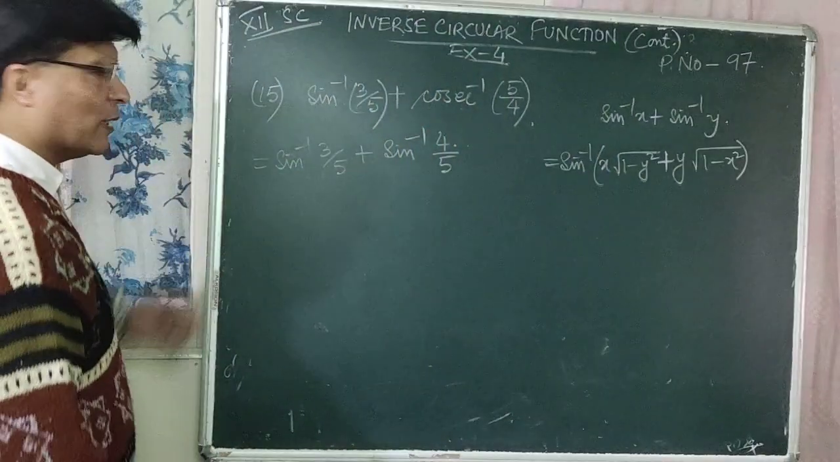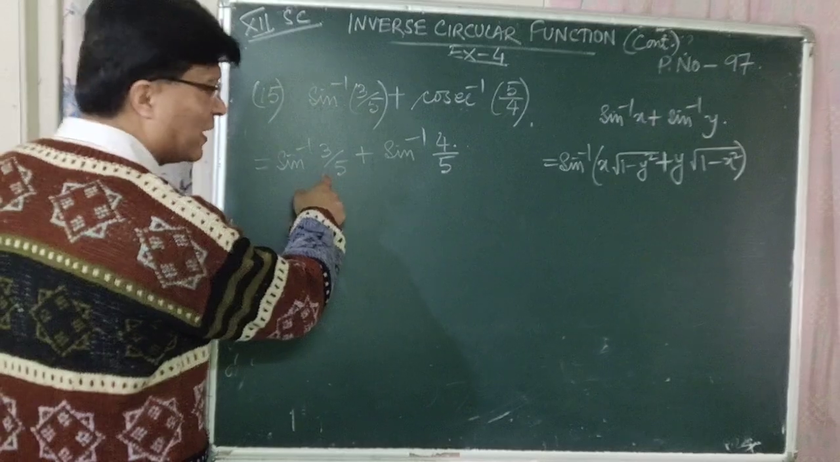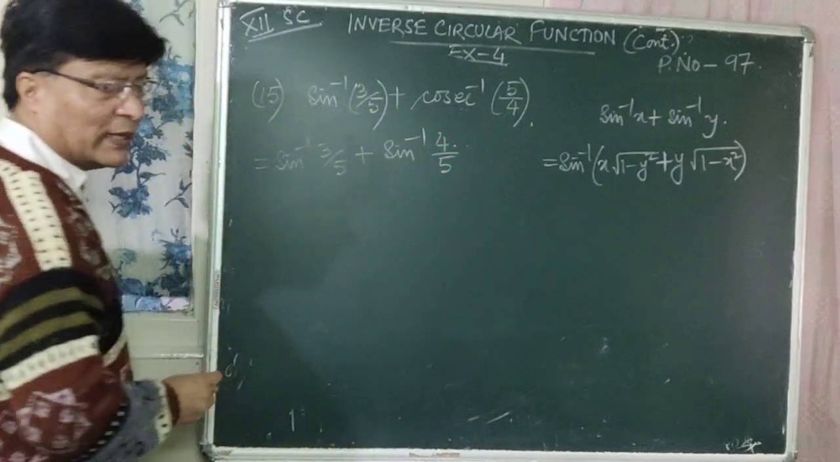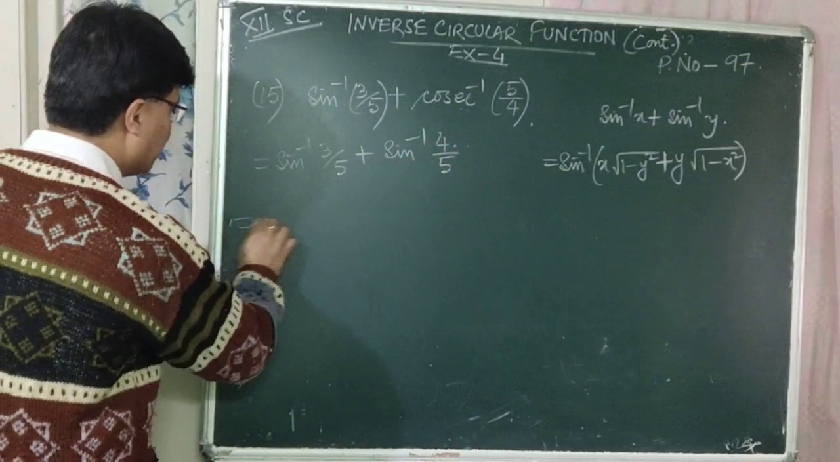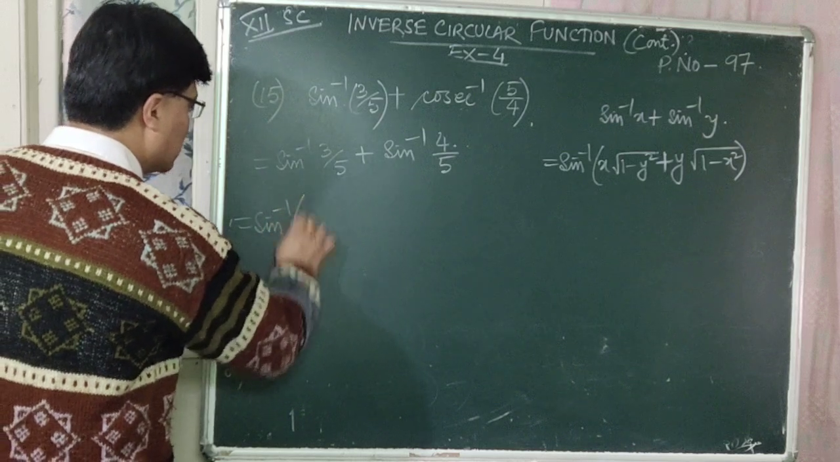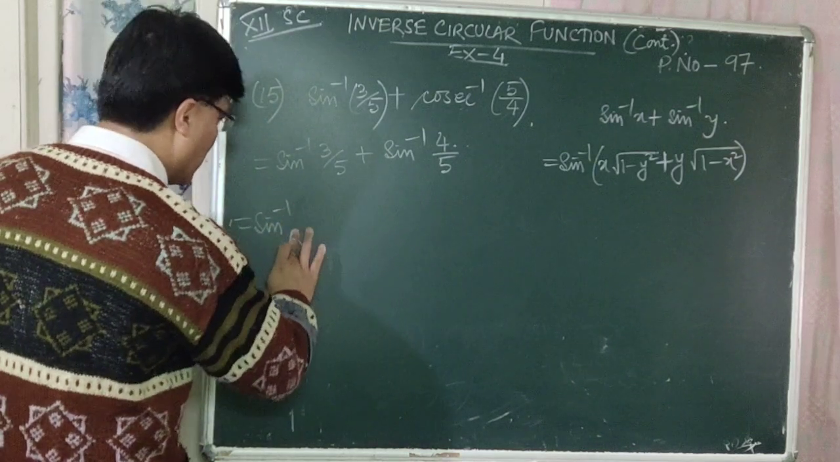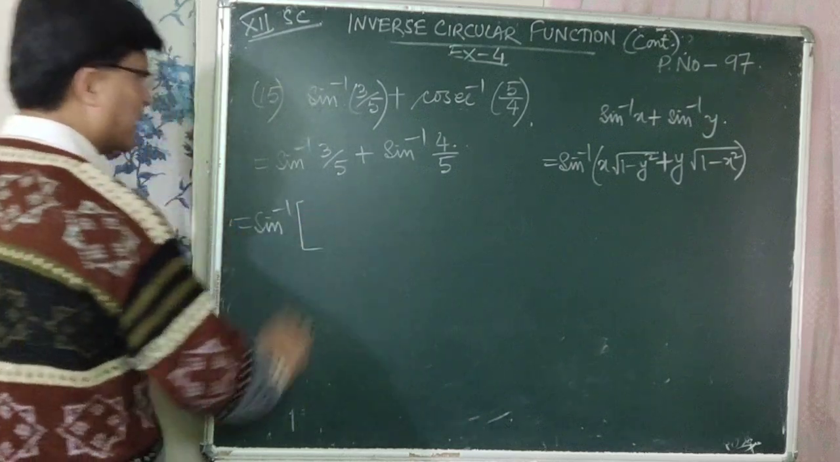So let us use the formula here. Instead of x, what is there? 3 by 5. Instead of y, what is there? 4 by 5. Let us use that formula. So sin inverse within bracket, or let us write it within third bracket.